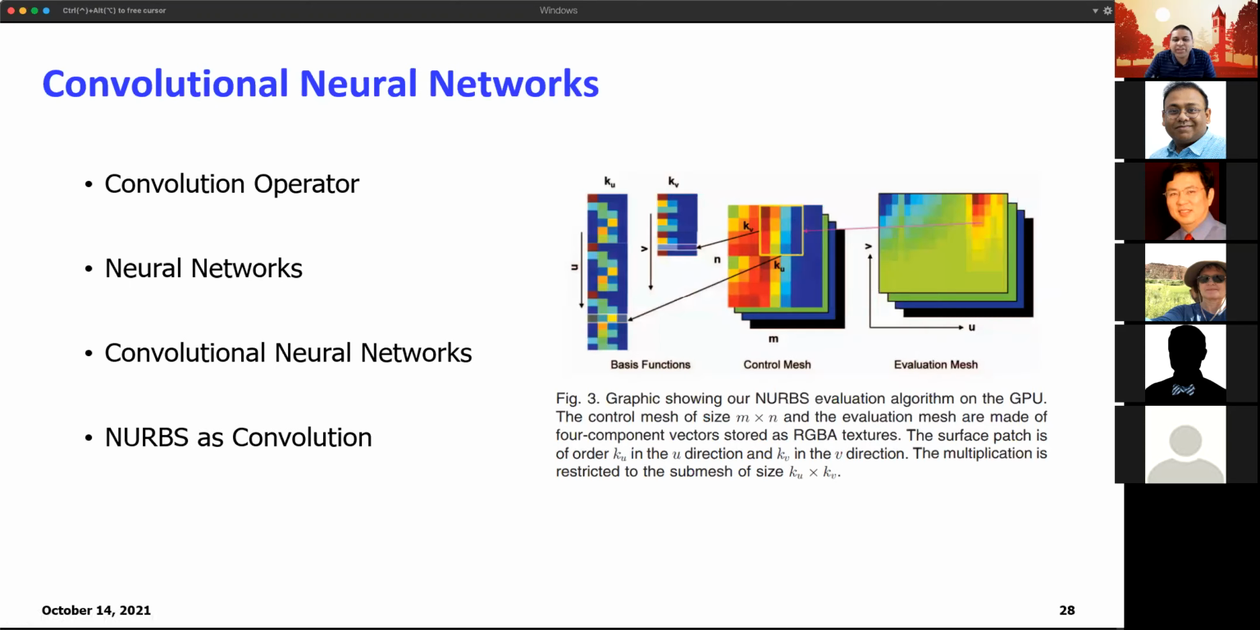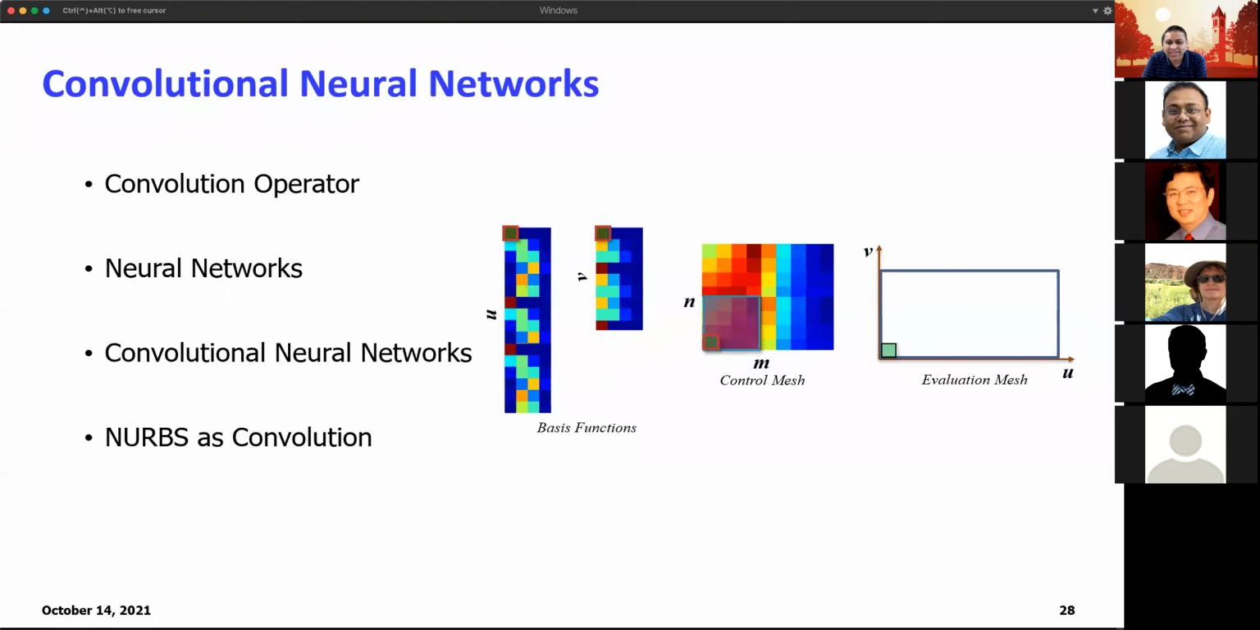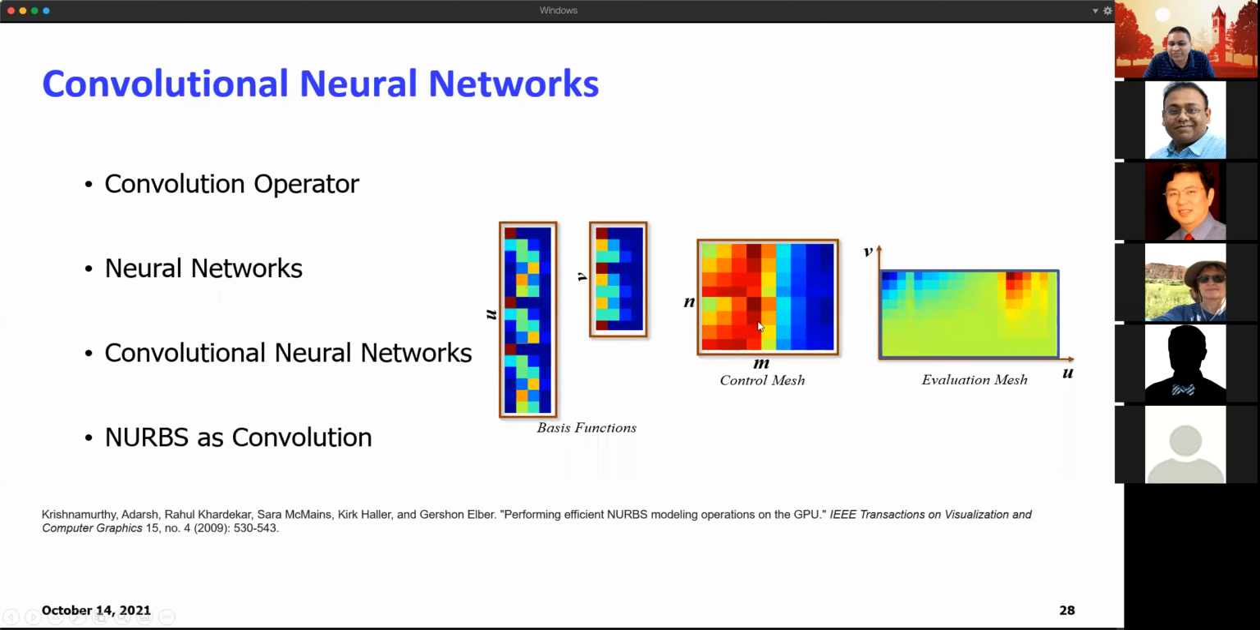So what we did was we combined convolution neural networks with splines. The reason we can do that is that the spline function itself acts as a convolution operation, where essentially the control mesh that you see here could be considered as a convolution filter, and the final surface can be computed by a convolution of the basis functions with the control mesh.